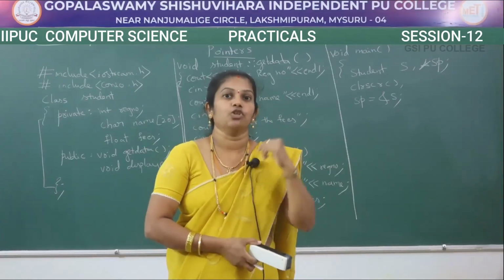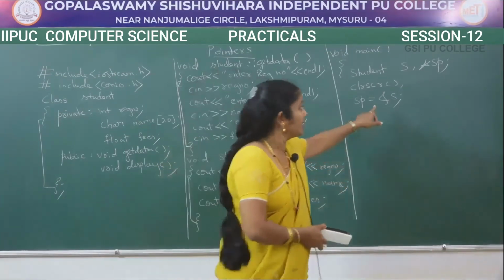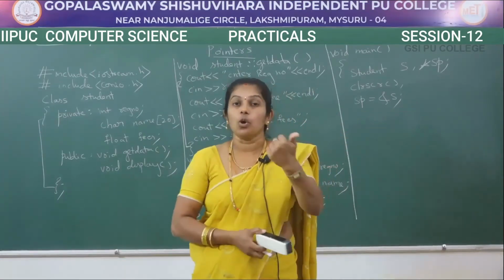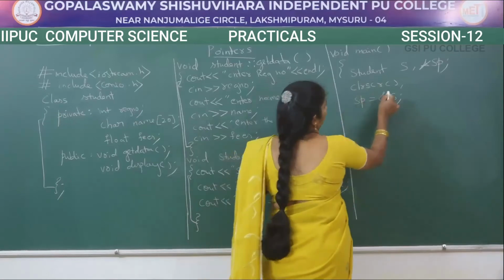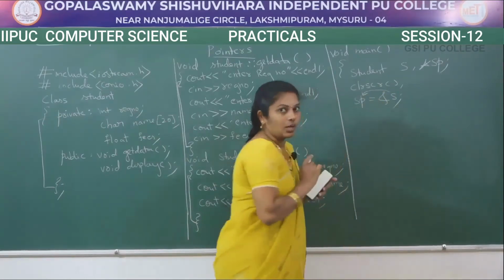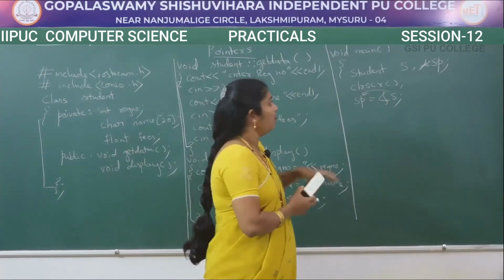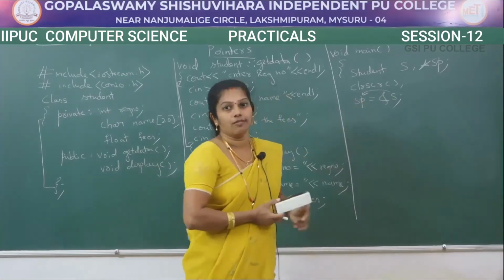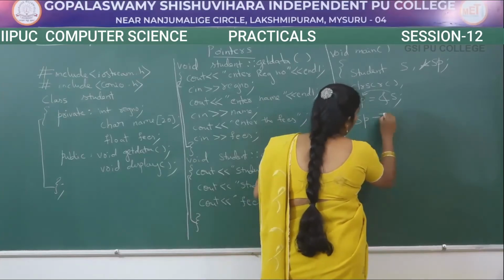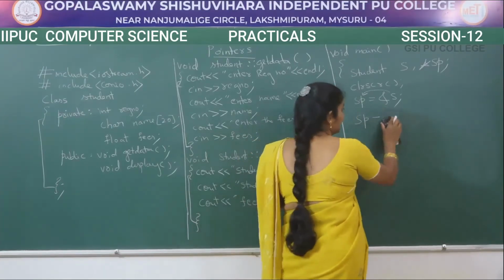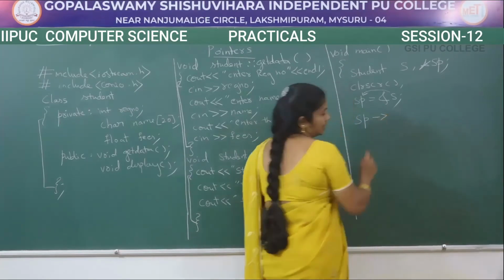Star stores the address of another variable, whereas ampersand stores the address of its own variable. The address of S is transferred to SP, the pointer object. Now is it clear? Now with the help of the object pointer we can call the function. How to call the function? SP arrow function. Here you compulsorily have to use the arrow symbol.